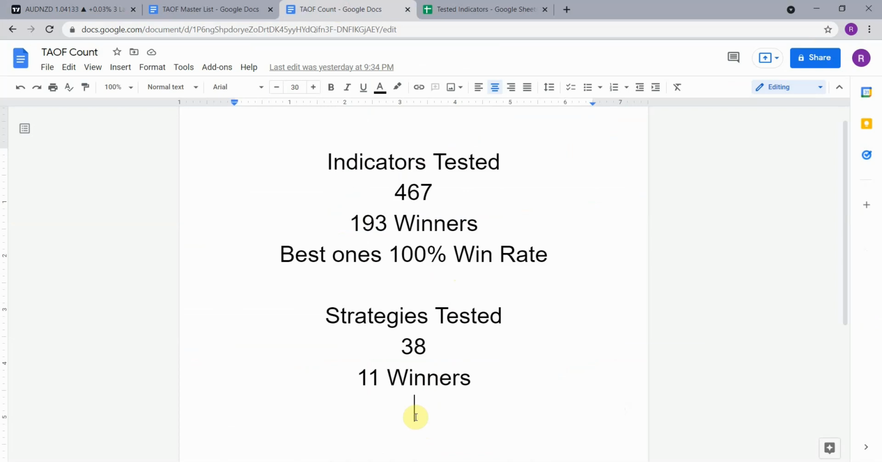We have also tested a total of 467 indicators, with 193 of them winners. The best ones so far were able to achieve a 100% win rate. Now you need to go back and watch those videos to understand the context of how they were able to achieve that. So go back and watch those videos and see what you can get out of those winning indicators. And keep in mind that we test all these strategies and indicators on the Forex market, but they can be applied to just about any market universally.